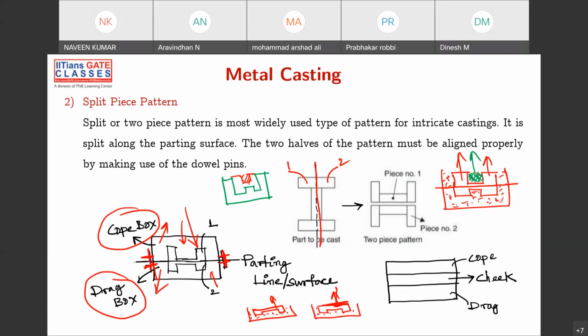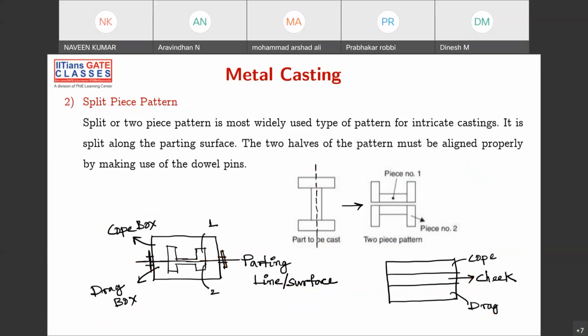Wherever the partition is happening, that is known as the parting line or parting surface. In some cases, this is called a split pattern. In some cases, you have to split into three. If you're splitting into three, then we have three different boxes. If you're splitting into two, we have the drag box and the cope box. The bottom one is the drag box, the top one is the cope box. This can also be a question, okay? Please do remember. If you are dividing it into three pieces, then the top one is called the cope box, the bottom one is called the drag box, as in a two-piece pattern, but the in-between one is called the cheek box. Okay, fine. So this is the split pattern.